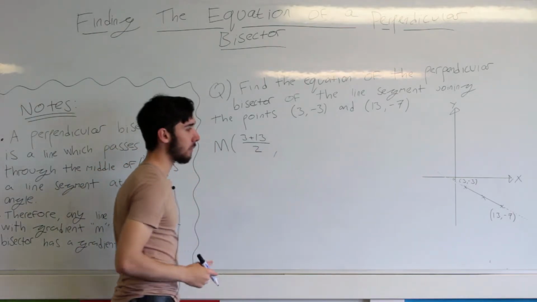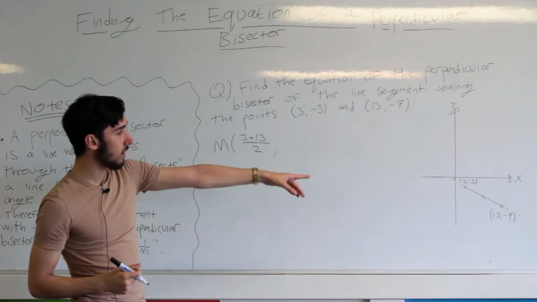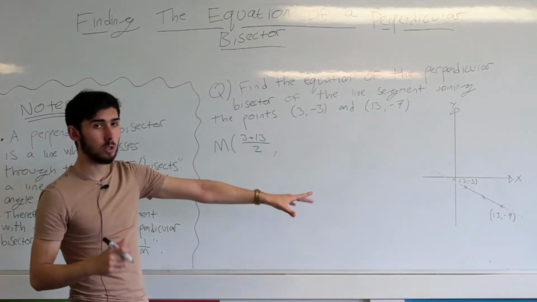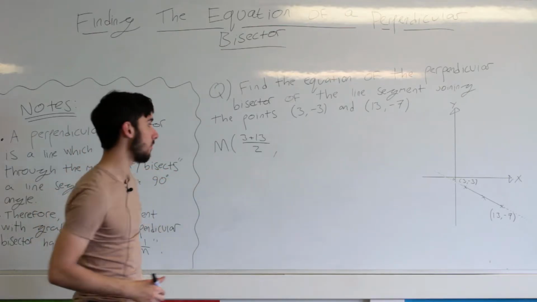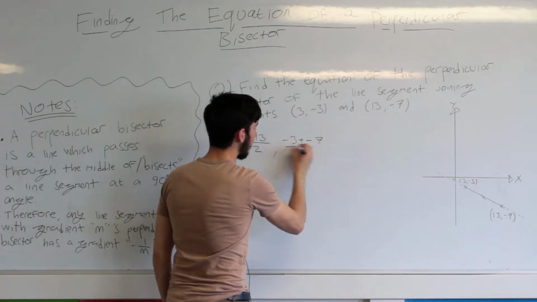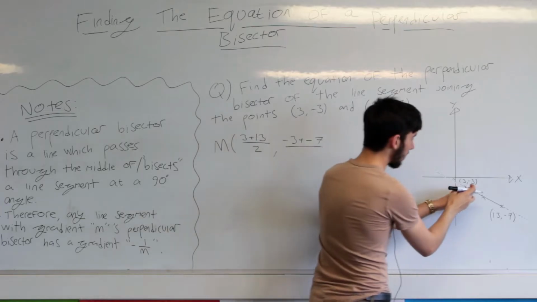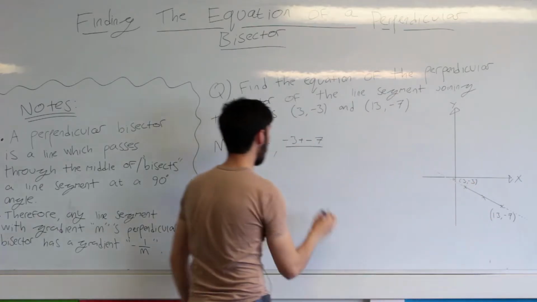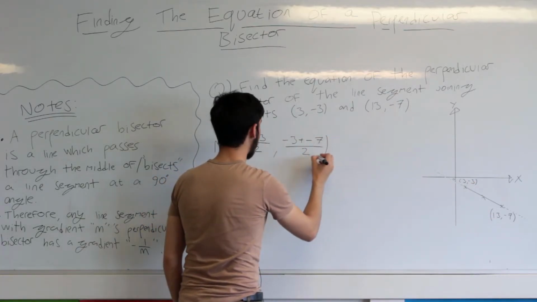And then we're going to go for the average of the y's. It's going to be minus 3 plus minus 7. Okay, so minus 3 plus minus 7. Again, this is the sum of the y's. Minus 3 plus minus 7. Again, halved because we're finding an average.